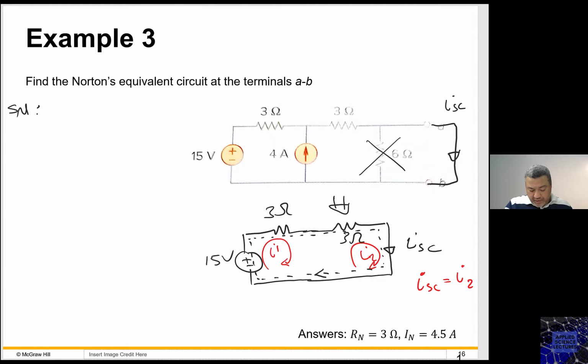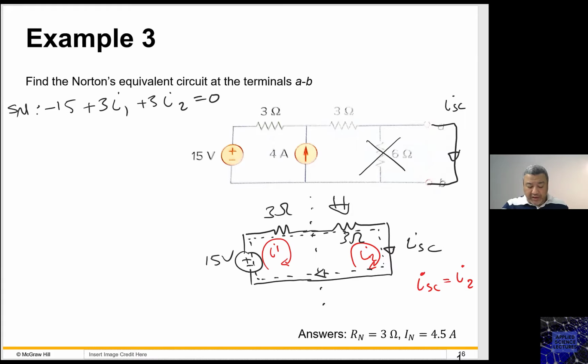Now my positive is in the same direction. Both of them are going clockwise, so they maintain the same direction. So now I can write minus 15 plus 3I1. Now I'm done with I1. Now I move to the I2 plus 3I2 equals 0. Done. That's a super mesh.